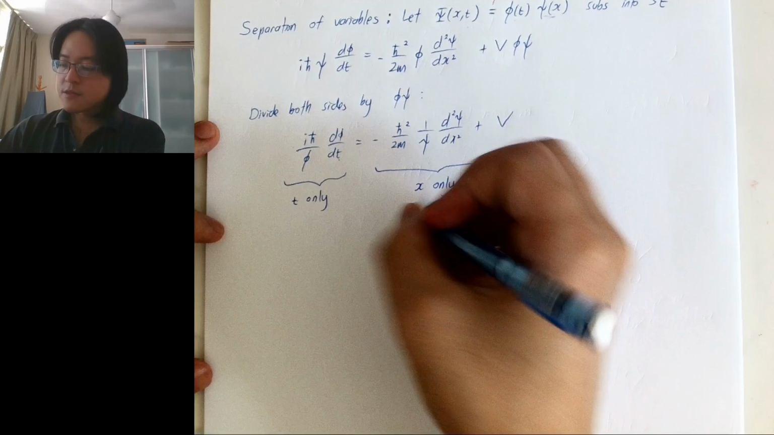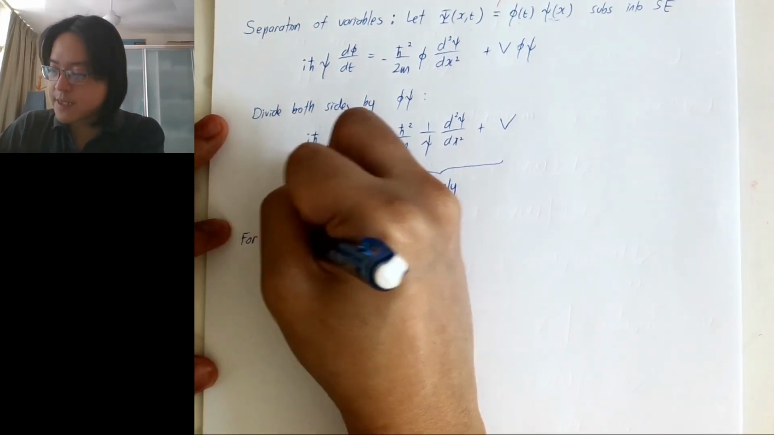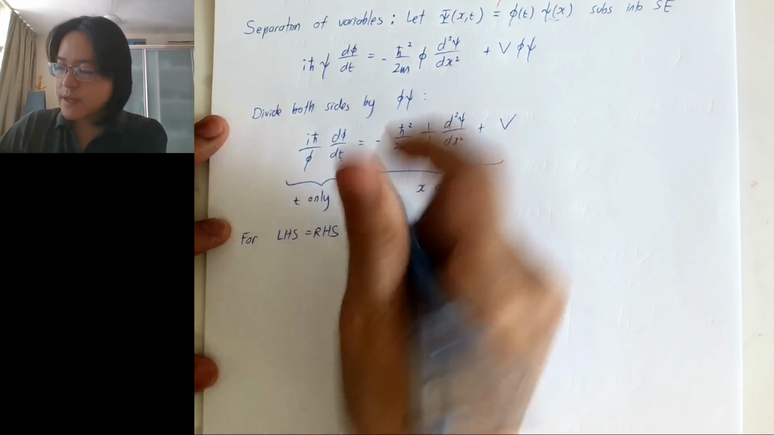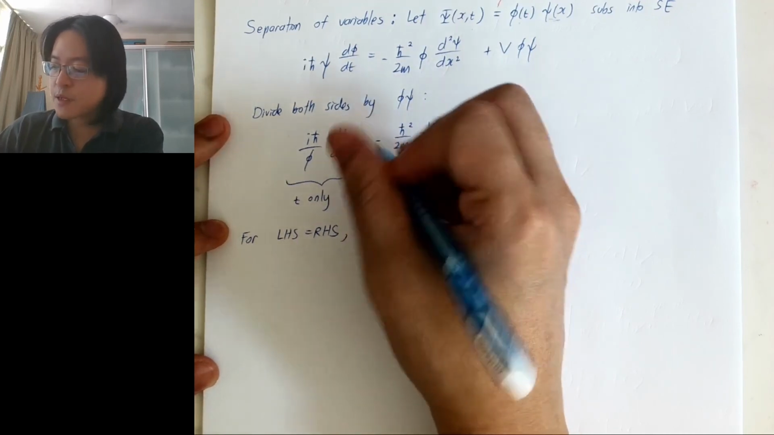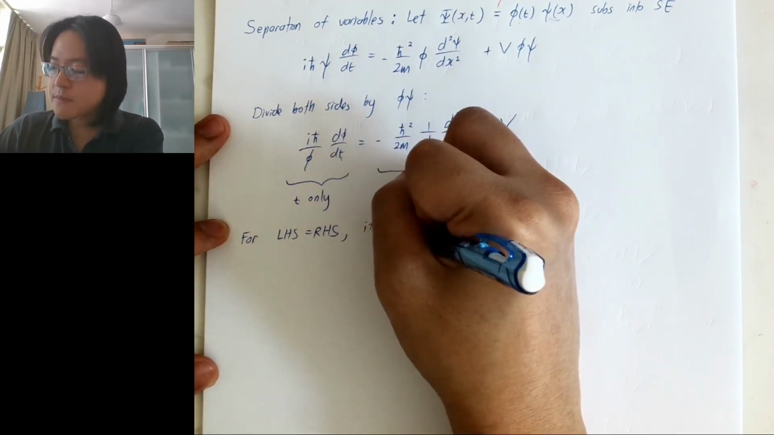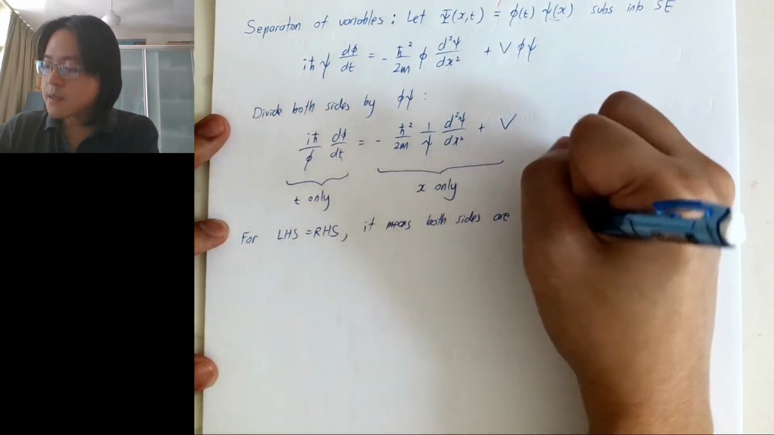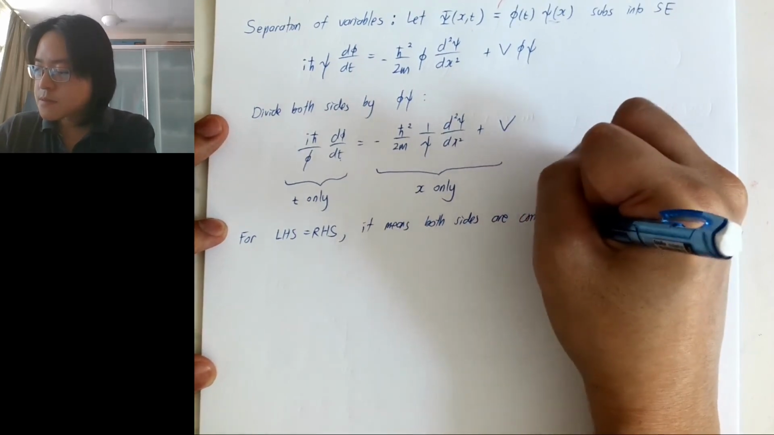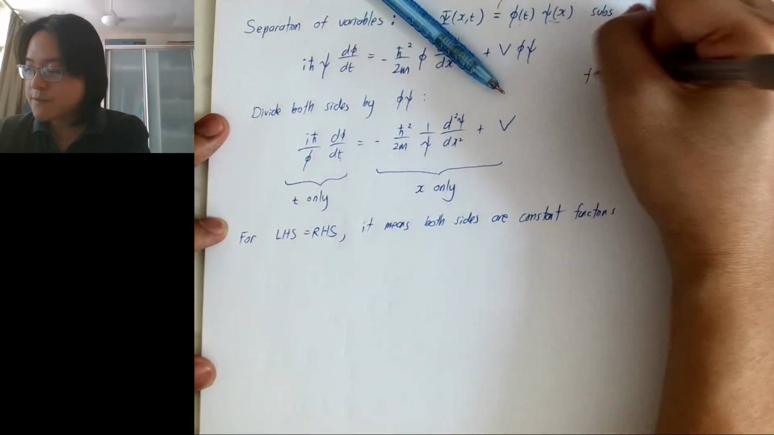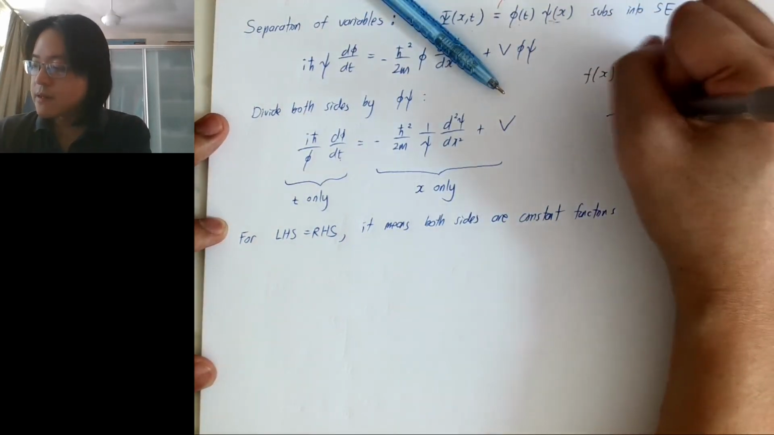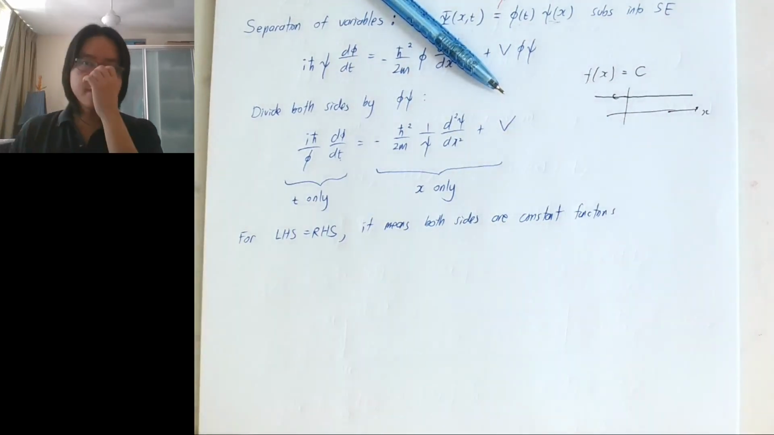Okay, so the only way, if I want left hand side to be equal to right hand side, t only and x only, it means both sides are constant functions, right? So an example of a constant function is f(x) equals c, right? So you just get a constant function, right?